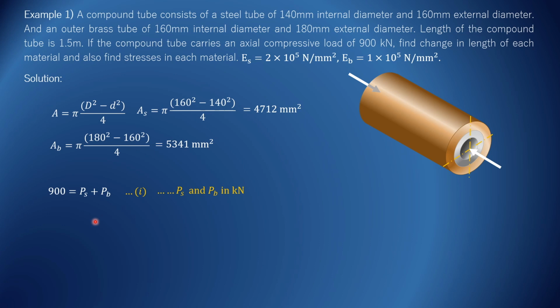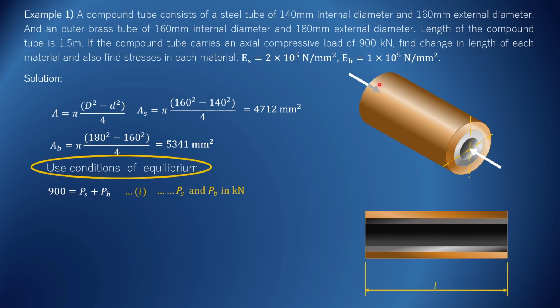Now second equation we'll have to create. How to create that second relation? Relation between deformation of these two materials. So deformation of brass and deformation of steel. Check here, I have taken longitudinal cross section. So outer is a brass tube, inner is steel tube, and it is hollow. Here it is axially compressive load. Remember, even if load is shown along a line, this load is uniformly distributed on this entire area. Don't forget that.